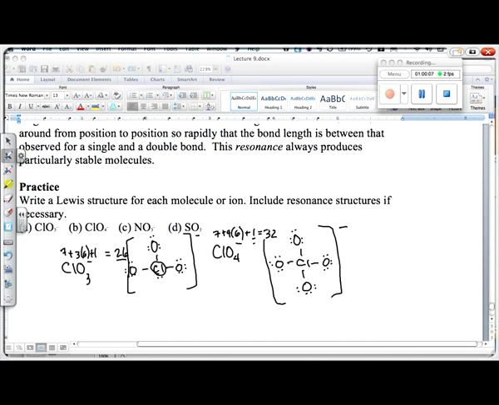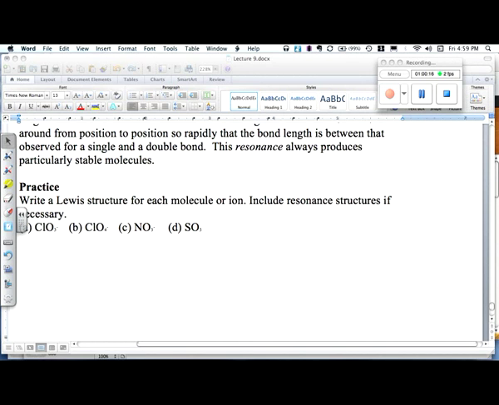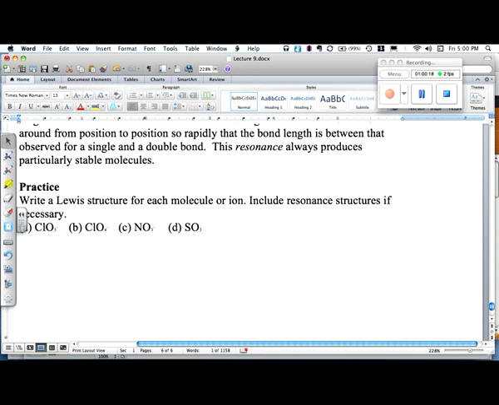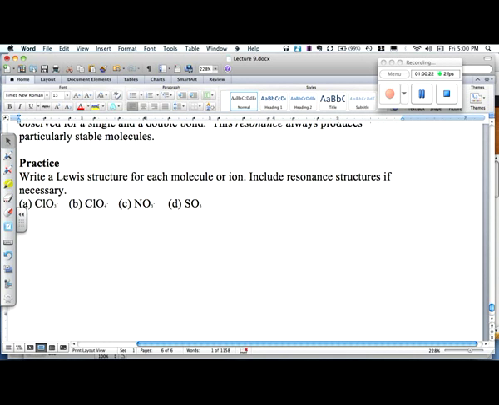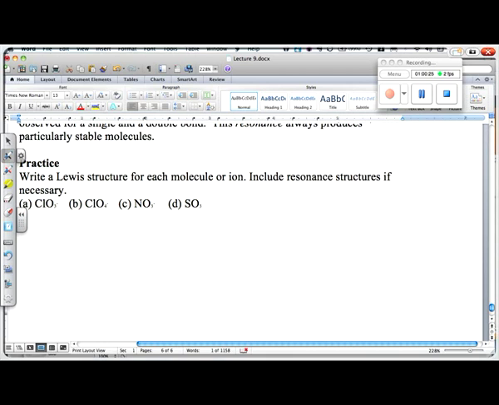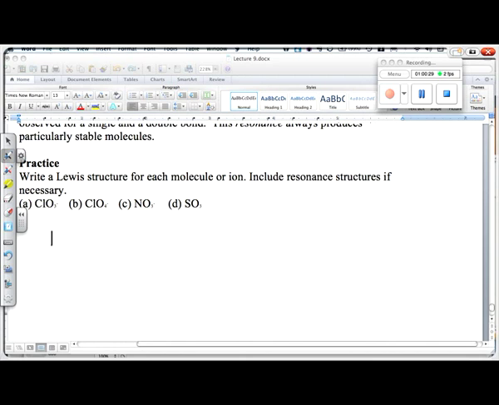Okay? I'm going to go ahead and scroll, and we're going to do the last two. Now on those last two molecules, I see nitrogen and sulfur, which are two of my five that can share more than two. They can double bond. So we've already done the nitrate ion, so if you will allow, I'm going to go through that one kind of quickly.